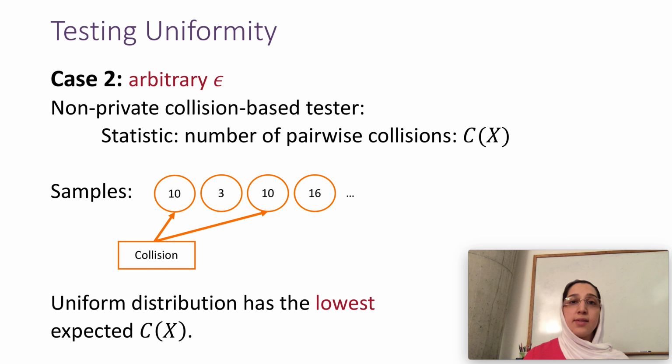In the second case, we consider arbitrary epsilon. There is a non-private tester based on the number of collisions, which is essentially the number of pairs in the sample set that are the same. For example, here there's one collision between the two tens. It is shown that the uniform distribution has the lowest expected number of collisions, so we can use this as a statistic for uniformity testing.